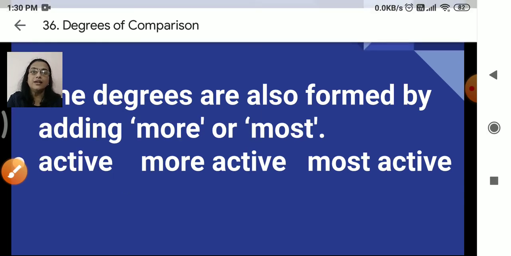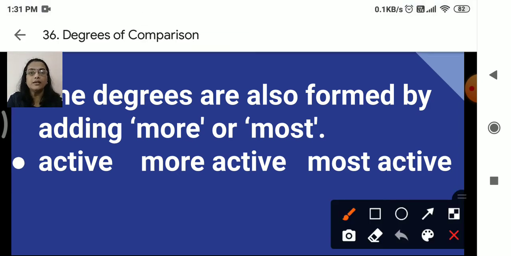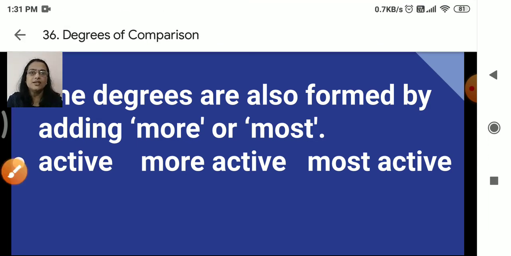Then the degrees are also formed by adding more or most. For example, active will become more active, most active. We do not say activer or activist. We add more to the comparative degree and most to the superlative degree. How are these formed? Because there are two syllables in this word. You have done this in your junior classes, in your third and fourth classes. So in this way, these degrees are formed.